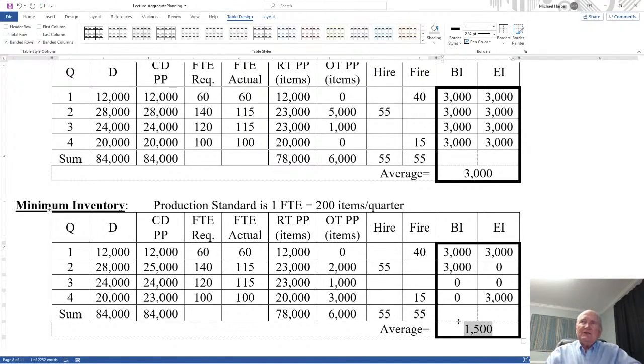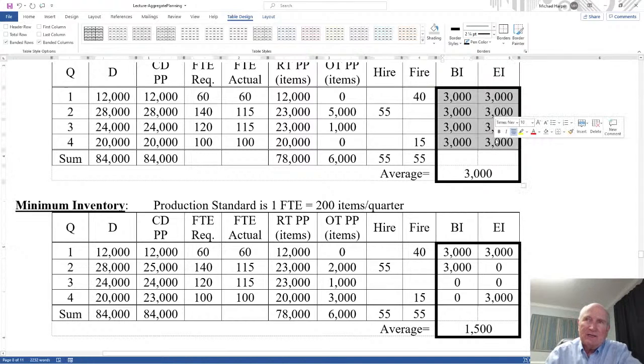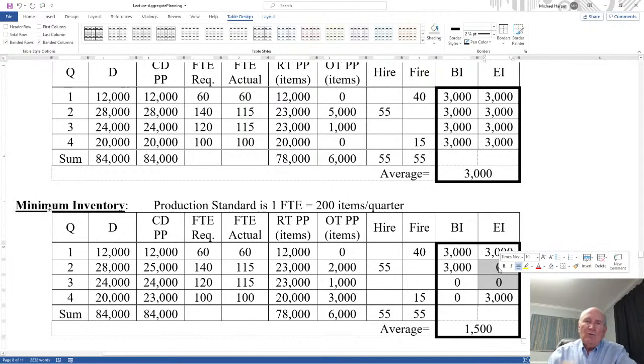But then when you actually look at the inventory levels, this is 3,000 inventory we really don't need. That's why it's so costly. But we're coming down pretty much to zero. Now, half of the year, we're letting our inventory go all the way to zero. That's kind of risky.